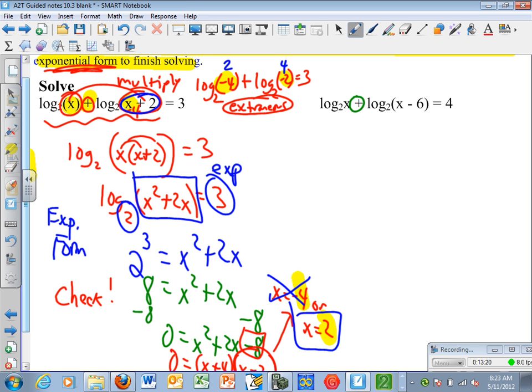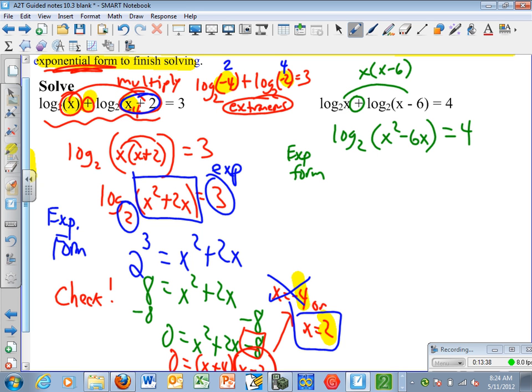Again, we're adding the logs, so I'm going to multiply these. So it's going to be the log in base 2. I'm going to multiply my x times x minus 6, which will be x squared minus 6x. And that's equal to 4. Now notice I don't have a log on the right side, so now I'm going to write in exponential form. I'm going to go this base to this power, so 2 to the 4th is equal to this answer right there. 2 to the 4th is 16.